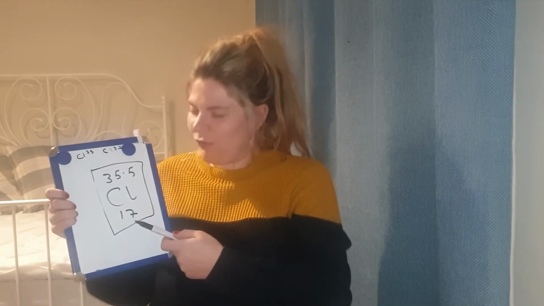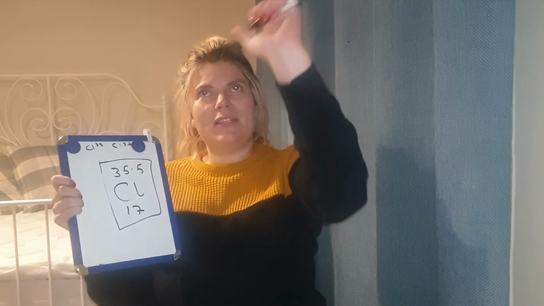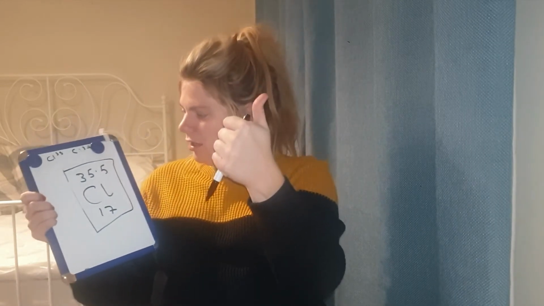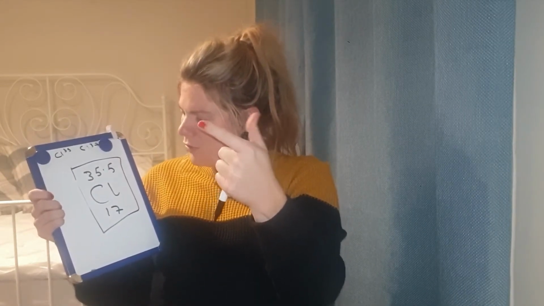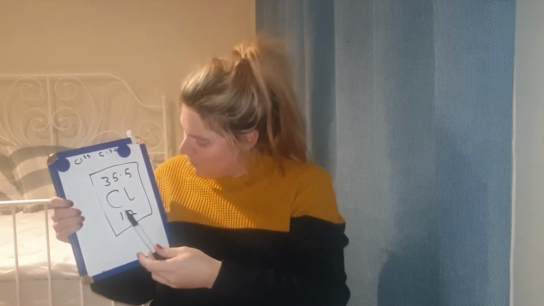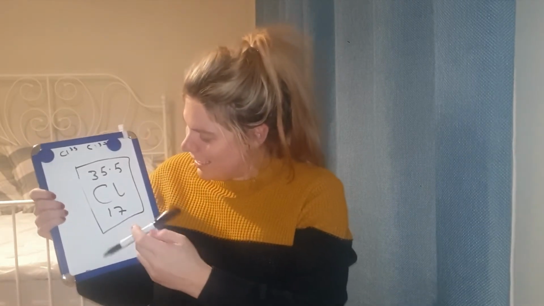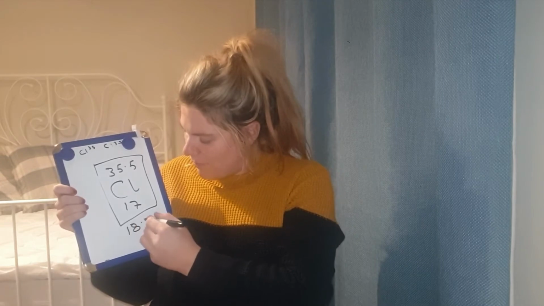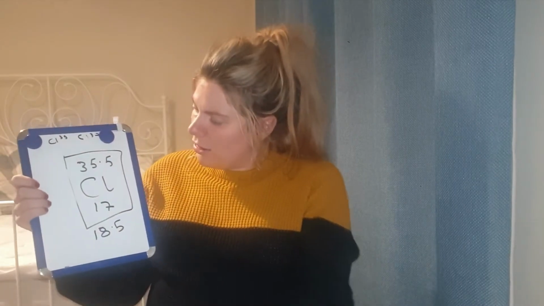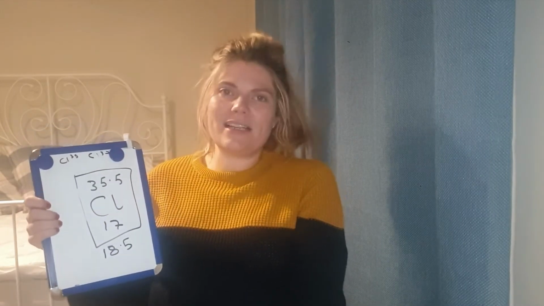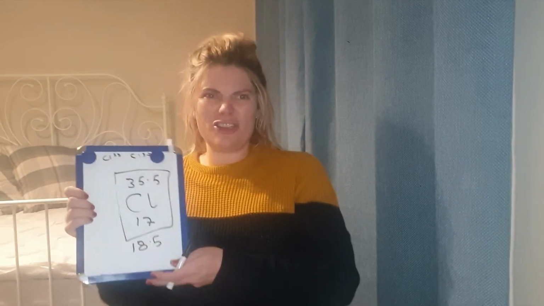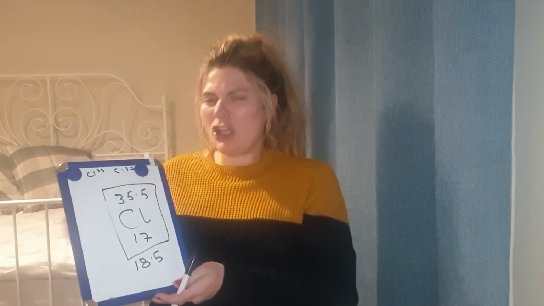Now 35.5, I should have a calculator. Take away 17 is what? So I'm taking it as 18.5, if my maths is right. 35.5 take away 17 is 18.5. That should mean really that chlorine has 18.5 neutrons.